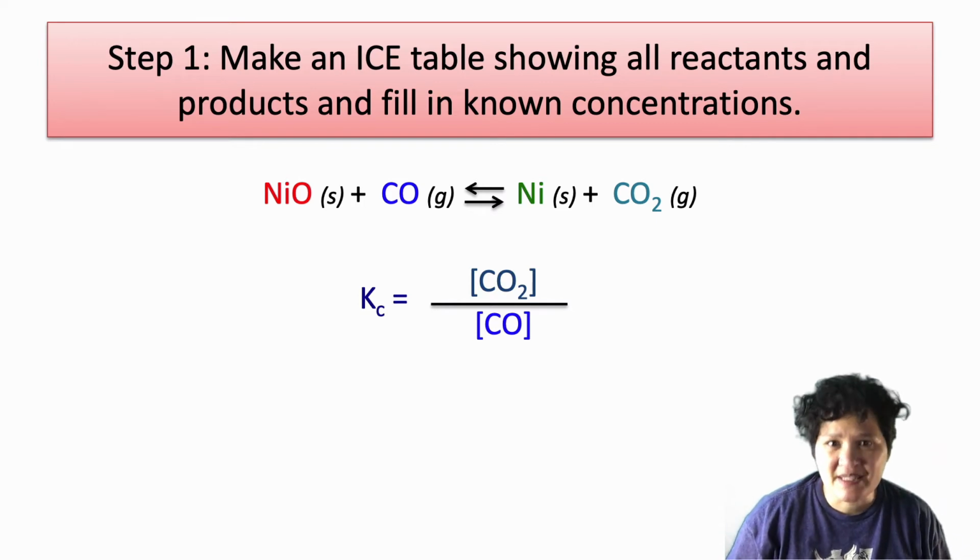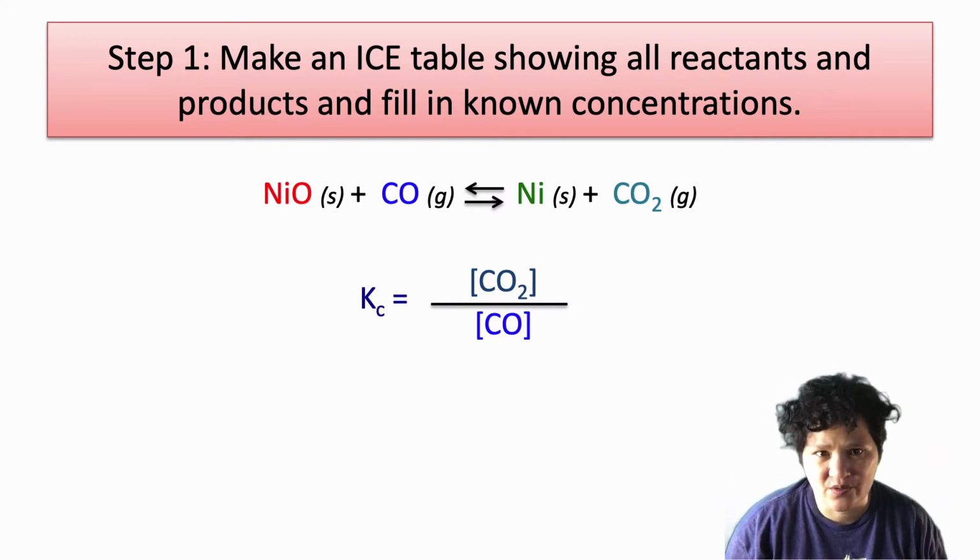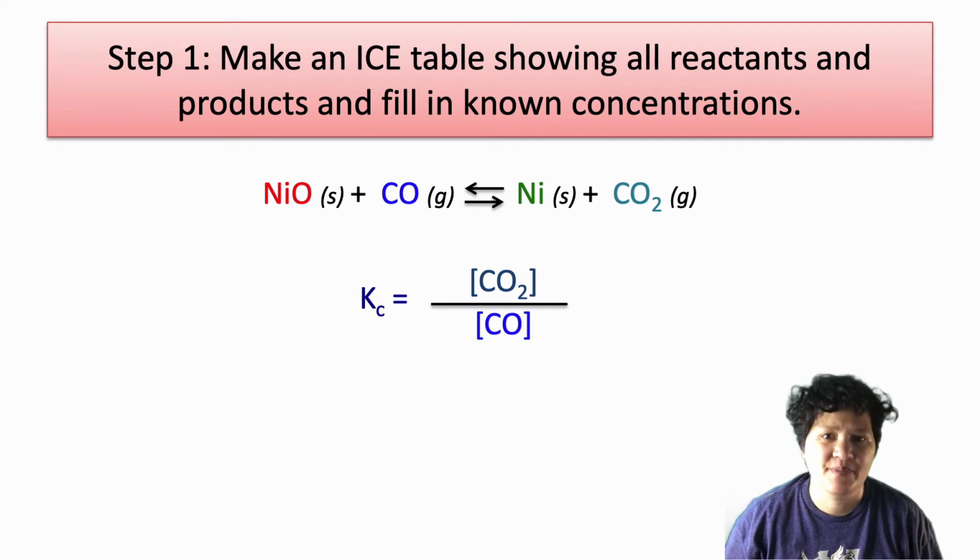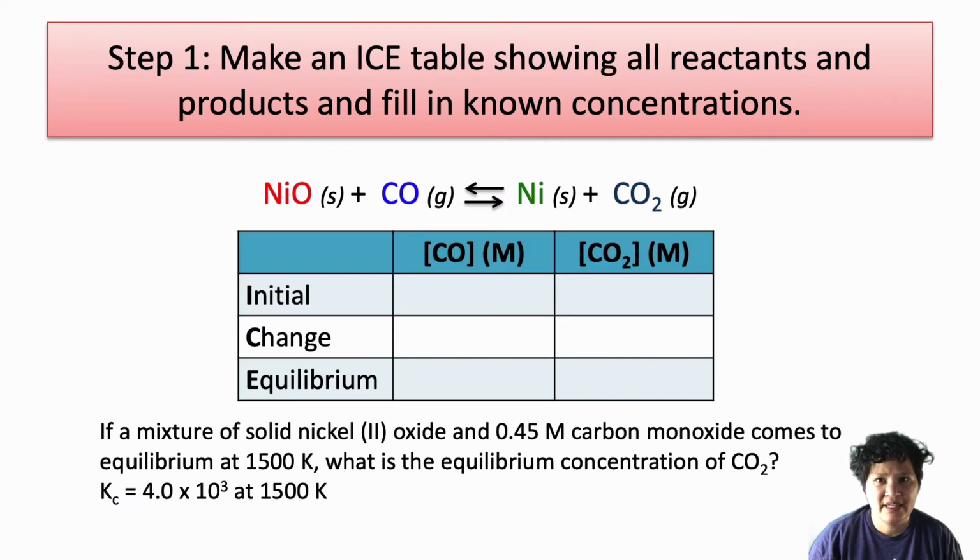So when we make our ice table, we just need to look at those two. We don't care about the other concentrations because they are constant. So let's go ahead and fill the known concentrations into our ice table. According to our problem, we're starting with 0.45 molar carbon monoxide. Do we know the other initial concentration? Yes. We're starting with no carbon dioxide, and so that's going to be 0.